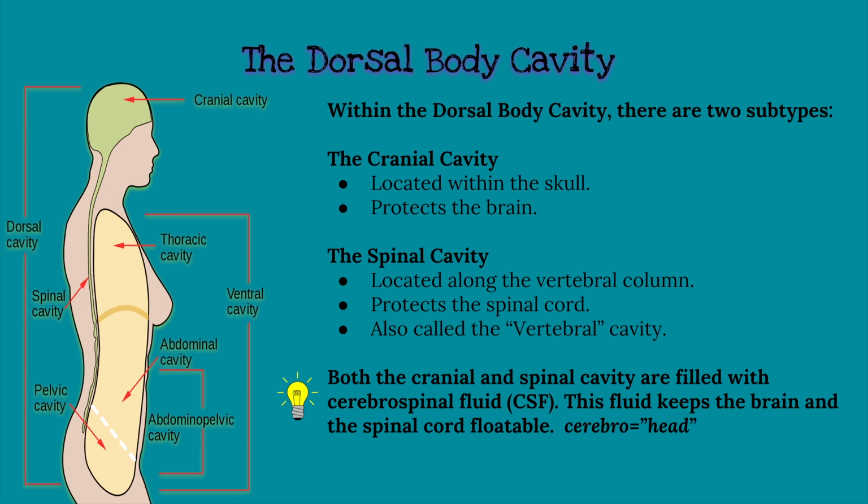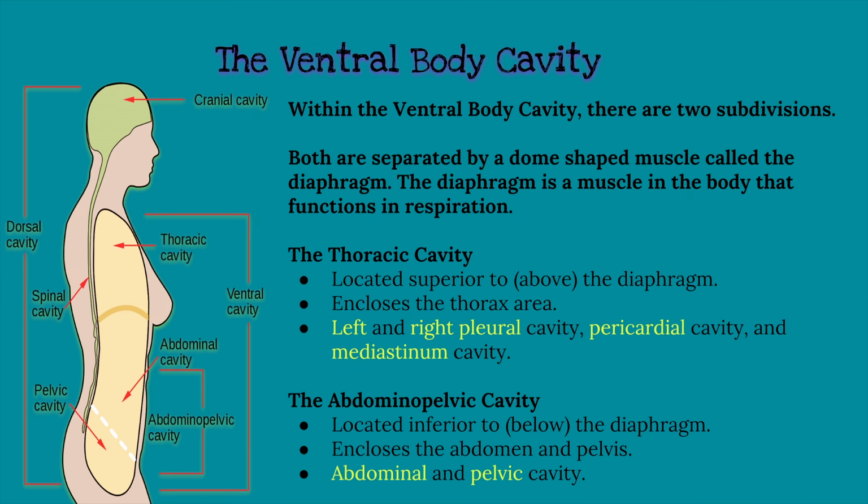The dorsal cavity has two subtypes. There's the cranial cavity of the skull, which protects the brain, and there's the spinal cavity located in the vertebral column and protects the spinal cord. Now, both the cranial and the spinal cavity are filled with cerebral spinal fluid. This fluid is also called CSF, and this fluid is what helps your brain and your spinal cord to stay afloat. The ventral body cavity also has two main subdivisions.